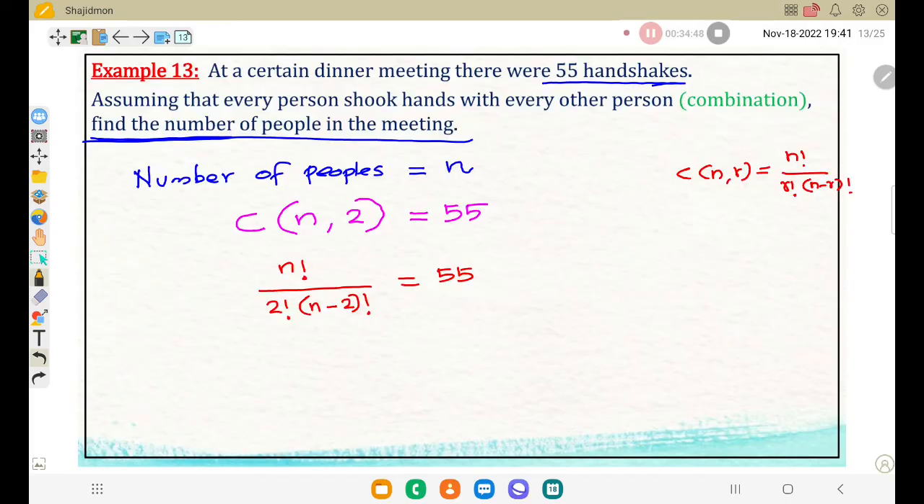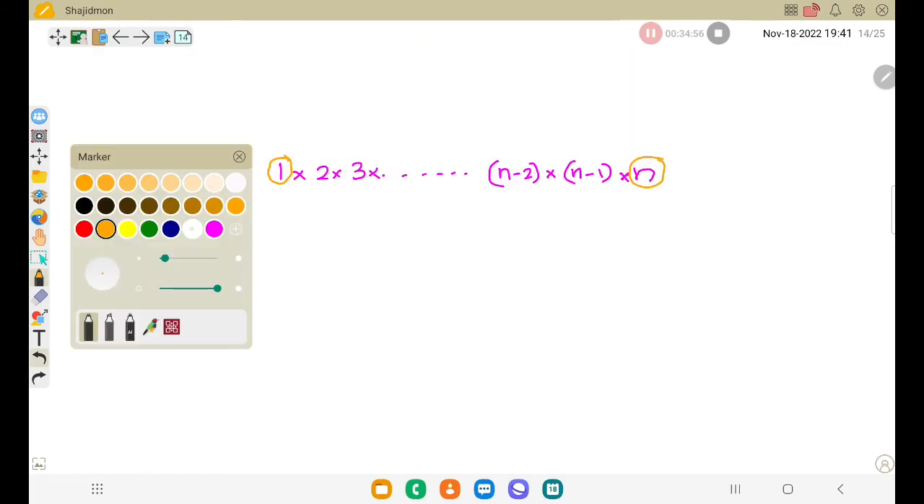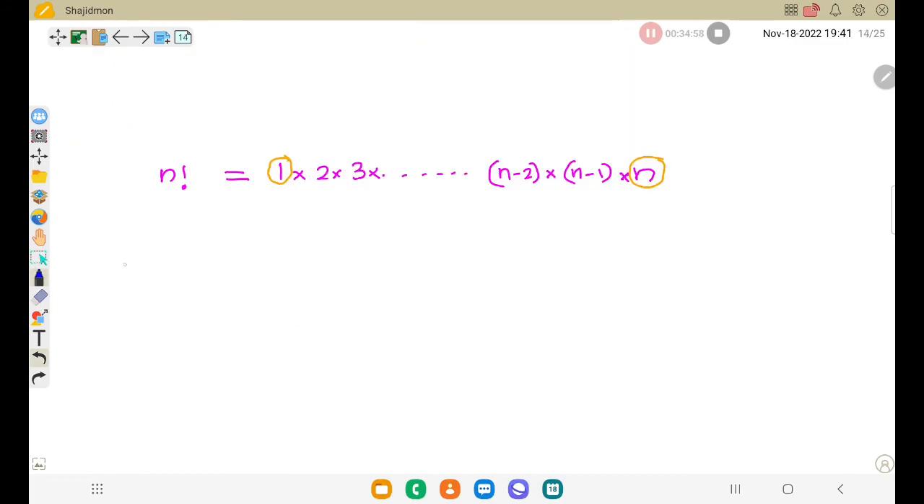Because I am just checking the term here, see n minus 1 factorial. Now 2 factorial is 1 multiply 2. N minus 2 factorial, what is the meaning? Can you tell me? 1 multiply 2 multiply 3 multiply 4, up to which number are we writing? N minus 2, correct? The last number should be n minus 2. This is n minus 2 factorial.